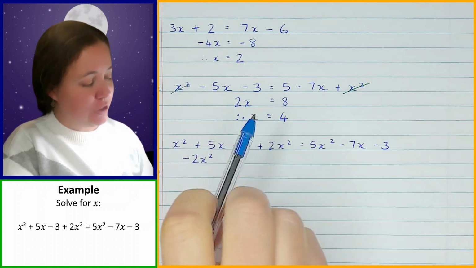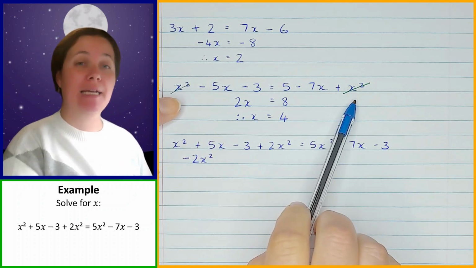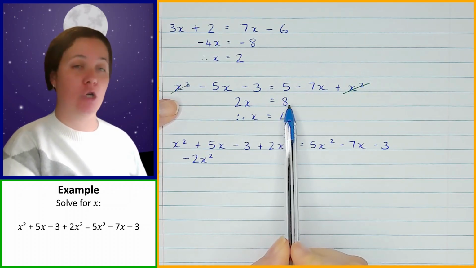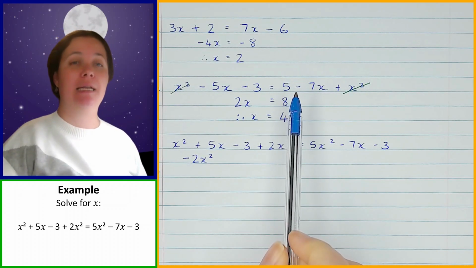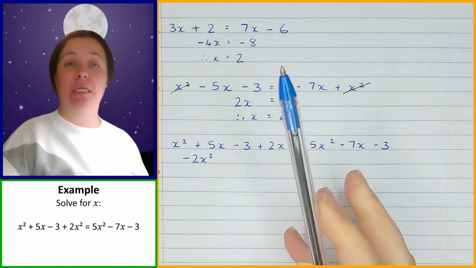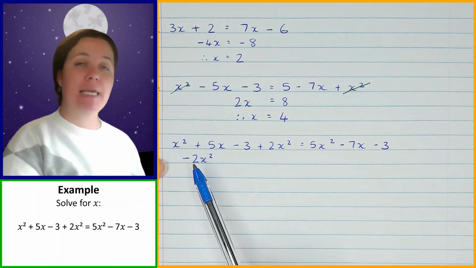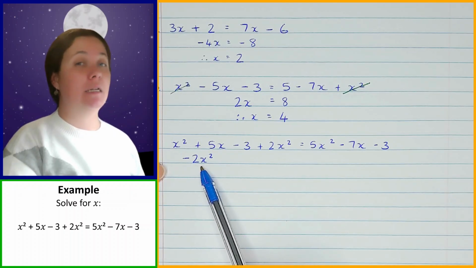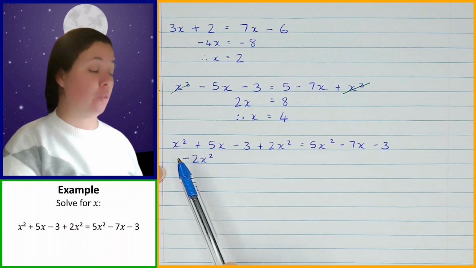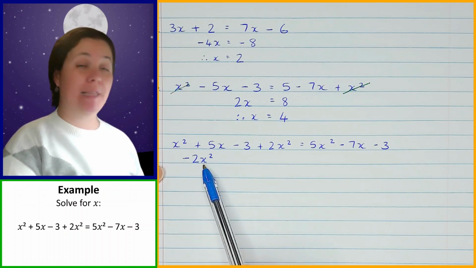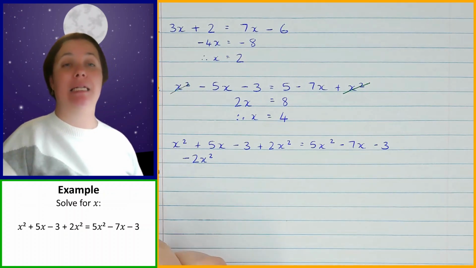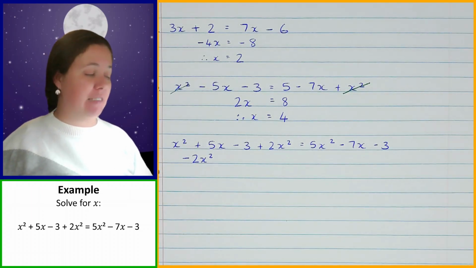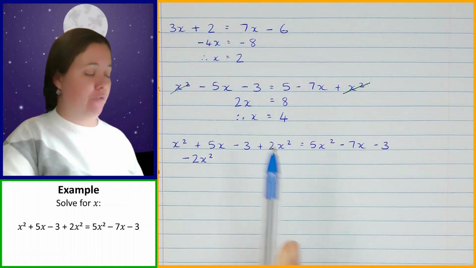Now this is different to the previous one. In the previous one, the x squareds cancelled. So I just had an x term and I had a constant term. So I got the x's on the one side, I got the constants on the other side, and I solved for x. But because the x squared doesn't cancel out, now I'm going to have to do things a little bit differently. So when you have an equation where the x squared terms don't cancel out, what you're going to do is you're going to move everything to the left-hand side so that you have 0 on the right-hand side.